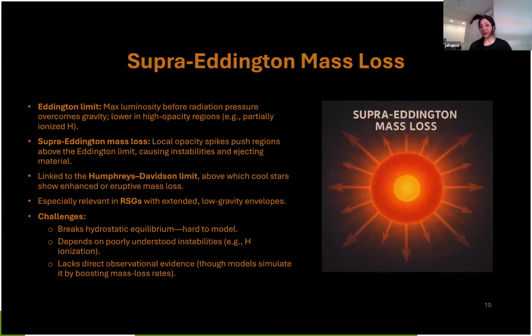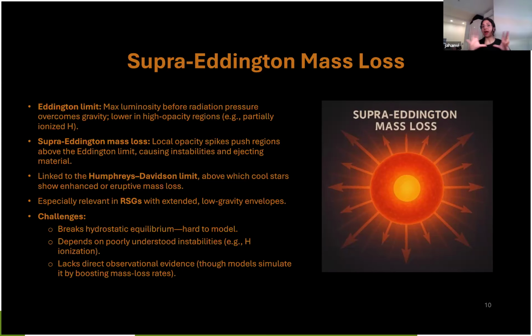Then coming to the third proposed theoretical model, it's supra-Eddington mass loss. What we know is that the Eddington limit is the maximum luminosity before the radiation pressure can overcome gravity. And we know that the Eddington luminosity is inversely proportional to the opacity. So what happens in RSGs is that at the subsurfaces of the RSGs, due to the partial ionization of the hydrogen, the opacity can increase. And because the opacity is increasing, at that local point, the local Eddington luminosity can decrease.